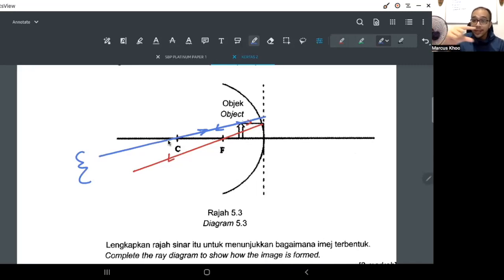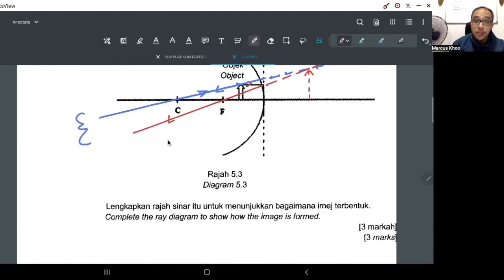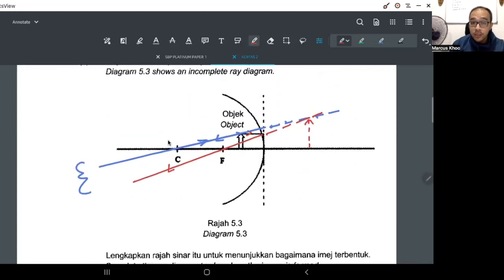So what you do is you extend to the back. And when you extend to the back, you need to make sure that you extend using dotted lines. Likewise the same here, you extend using dotted lines until it meets somewhere here. Oh, sorry. It cannot be like this. It has to be a dotted line also. Why? Because this is a virtual image. Complete the ray diagram to show how the image is formed.